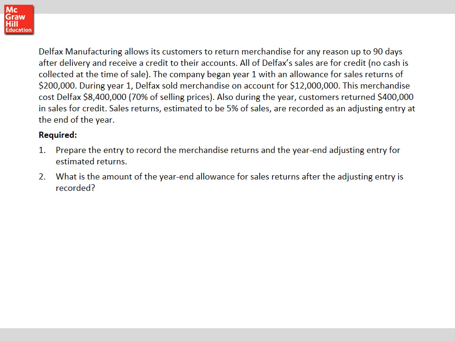So this company actually estimates its sales returns at the end of each year when the sales are made and records them as a decrease to sales revenue. Now, actually they have to. What we need to do is prepare the entry to record the merchandise returns and the year-end adjusting entry for the estimated returns. And what is the amount of the year-end allowance for sales returns after the adjusting entry is recorded?